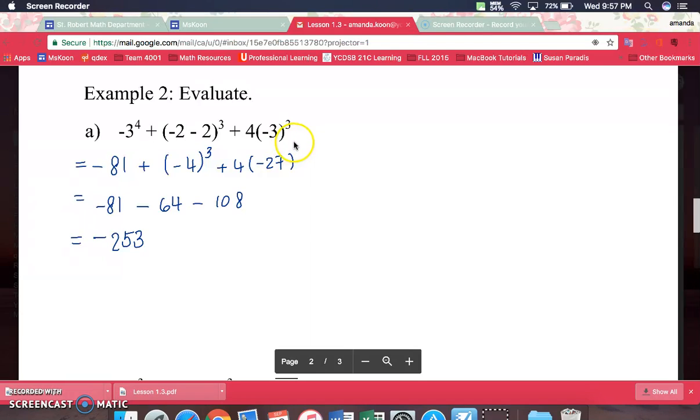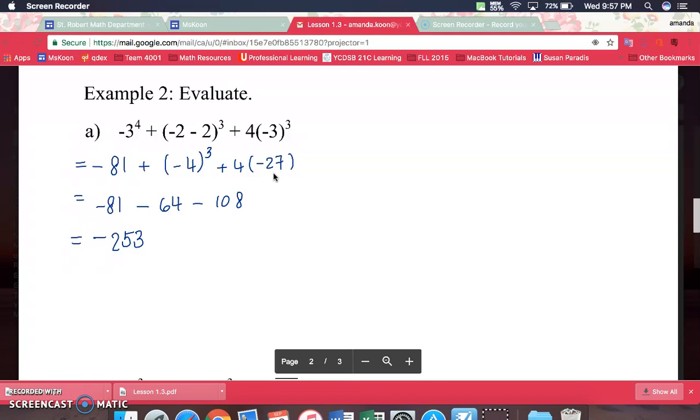So when I look at this question, I can see 3 parts. I can see negative 3 to the power of 4 as one part, which I can simplify first. I can also simplify what's inside the brackets, and I can also simplify the power in the last part. So negative 3 to the power of 4 is negative 81. Negative 2, take away negative 2, so go further left on the number line, it's negative 4 to the power of 3. And then leave the 4 because we're not doing anything yet, but let's evaluate negative 3 to the power of 3, which will be negative 27.